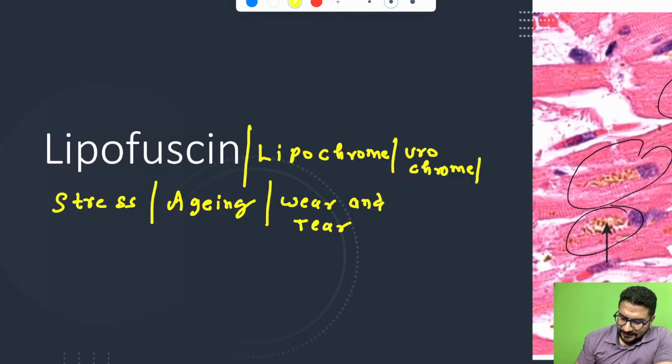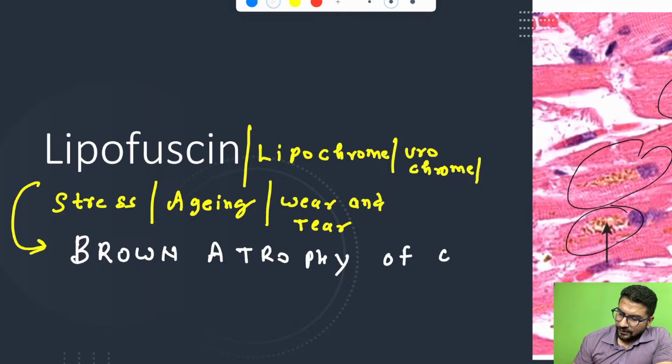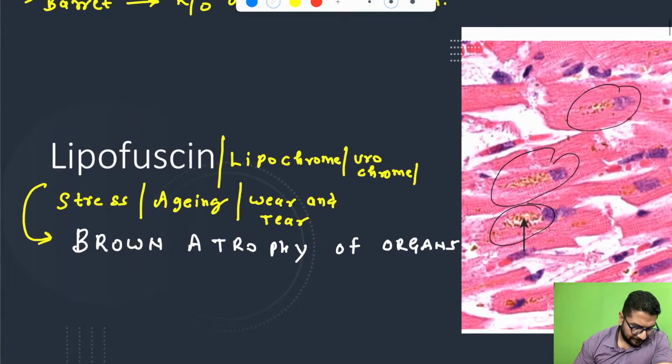So understand this thing. The role of this pigment is that slowly it will accumulate, and it will cause a brown discoloration or brown atrophy of the organ. They ask you brown atrophy of the heart, brown atrophy of the lung, brown atrophy of different organs. You will see it with lipofuscin. So this is about lipofuscin, right?